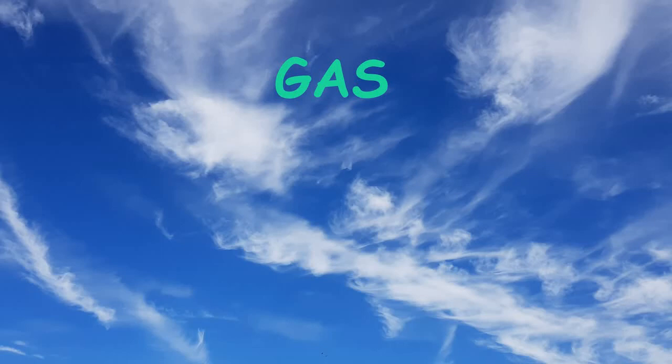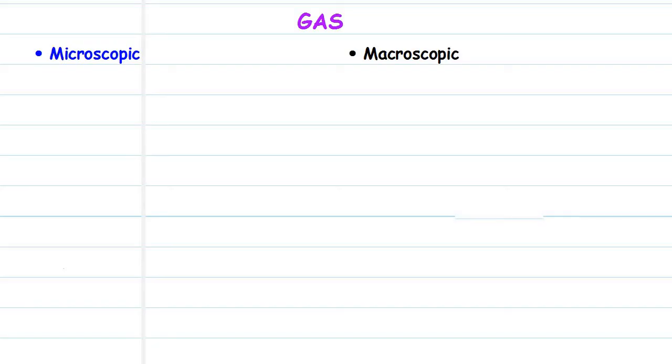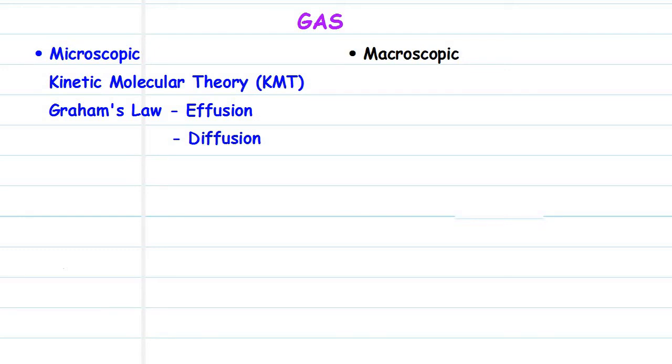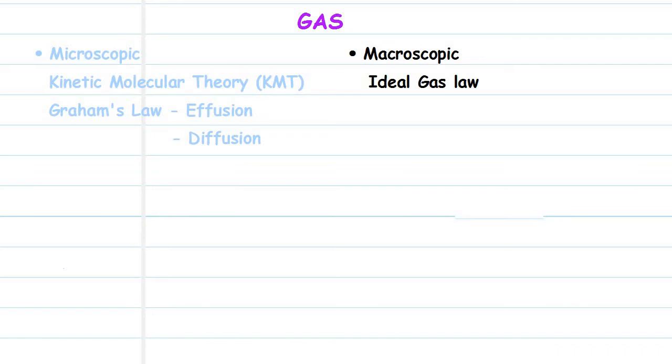This is General Chemistry, covering the topic of gas, Part 3. There are two aspects of gas, microscopic and macroscopic. In the past two videos, we already covered the microscopic part of the gas. We already talked about kinetic molecular theory, or KMT, and Graham's law, effusion and diffusion. Here we will be talking about the macroscopic part, and we will first look at the ideal gas law.